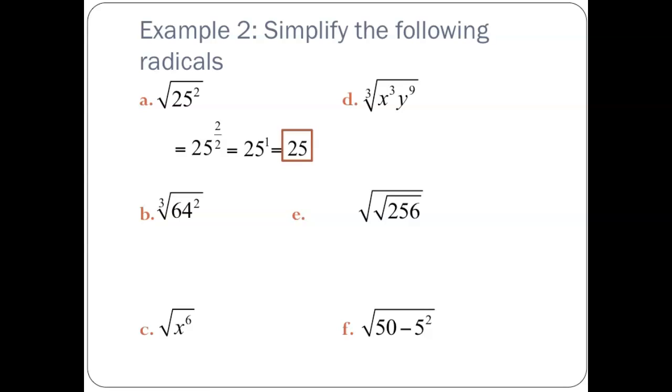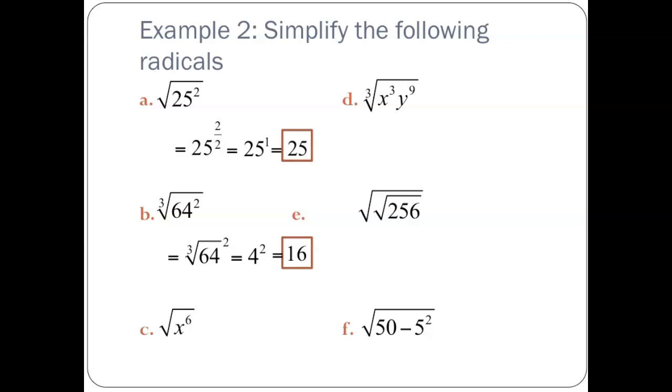All right, this next one, we have the cube root of 64 squared. If you'd like to, you can absolutely take the cube root of 64 first before squaring it, like this. So the cube root of 64 is equal to 4. And then squaring that, we get 16.